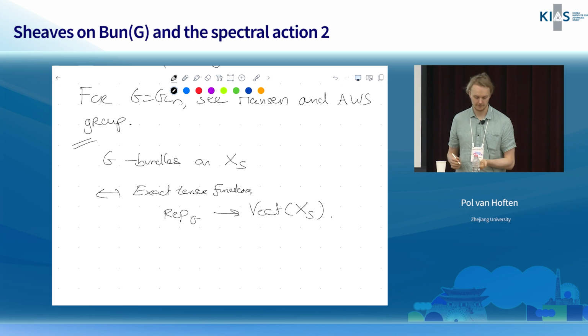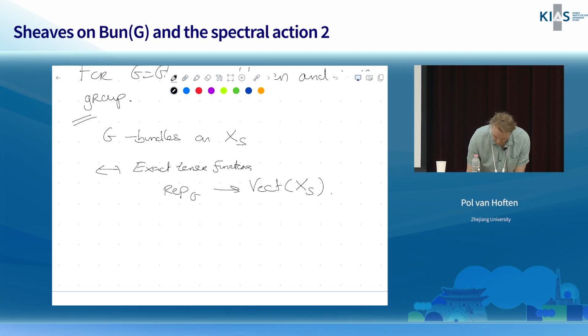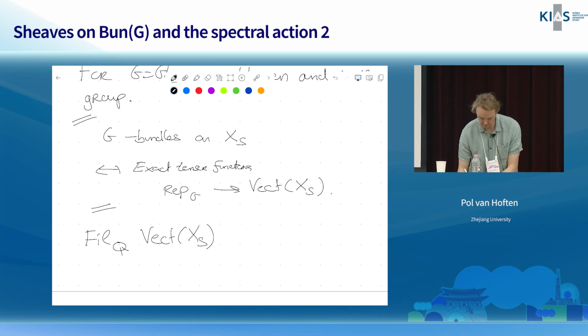Well, sorry, what is a filtered G-bundle is an exact tensor functor to a category of filtered vector bundles. So now I should define this category of filtered vector bundles. In Fargues-Scholze there is no notation for this, so I'm going to invent it. Let me call it filtered Q vector bundles on X_S.